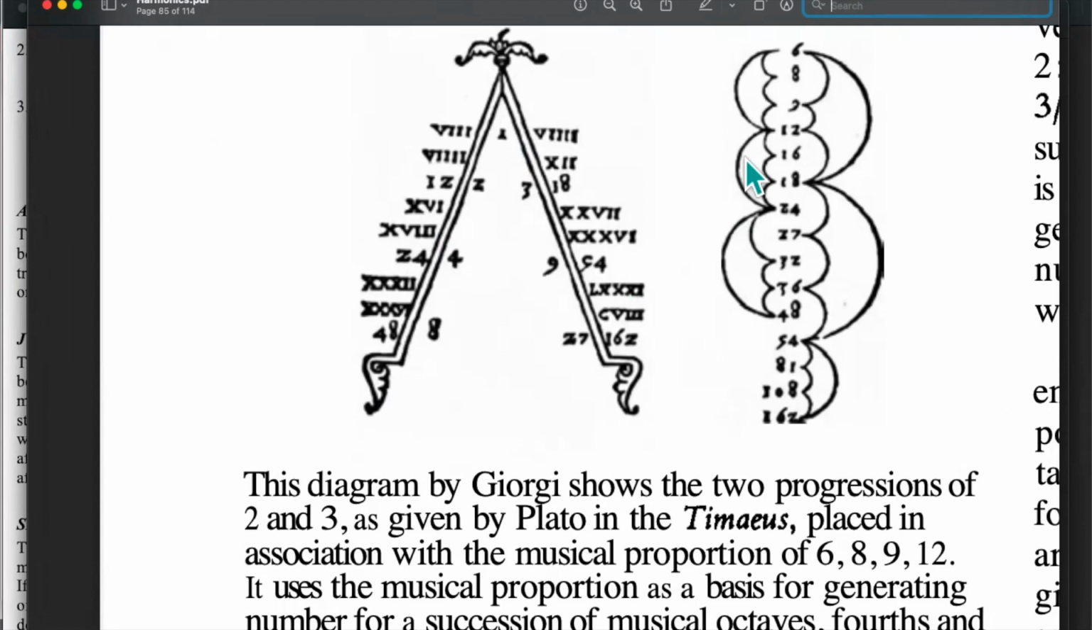Now we can look at this picture also. It again talks in a typical way of harmonics, and this comes from the diagram by Georgi. It shows the two progressions of 2 and 3 as given by Plato in the Timaeus. So you can read those books, or we'll try to explain in short how exactly this works and what it has to do with harmonics specifically.